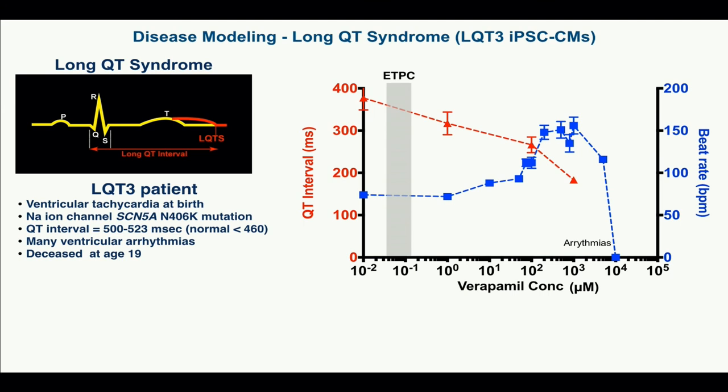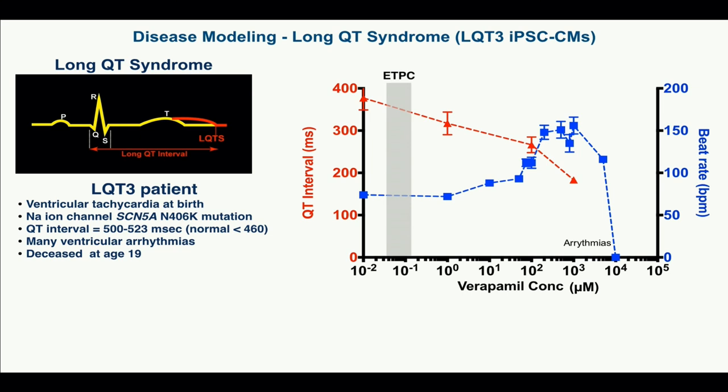Then we talk about disease modeling in this case, and the disease modeling is very, very simple. This patient, who is now deceased, had a ventricular disease called long QT3 syndrome. Here's your EKG. It's extended, and you could see this extension. This changes the length of the QT interval. This causes ventricular arrhythmias, and in this case, we do have the patient's cells, and we've made them into cardiomyocytes. This is the QT interval, and what you could see is a concentration of that same drug, verapamil, can start to control that QT interval.